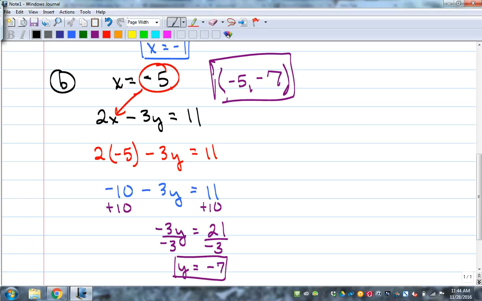So, not too bad so far. They give us what one of the letters is equal to. We plug it in and find the other one. Not too bad. Let's see about this next one.